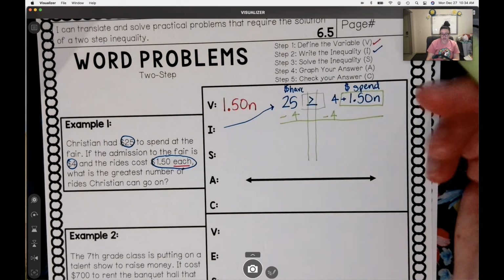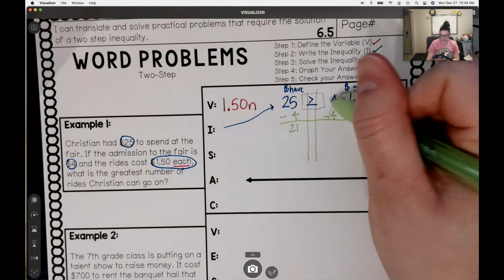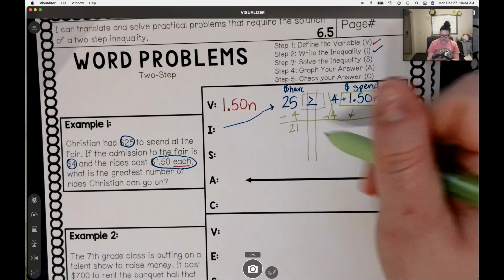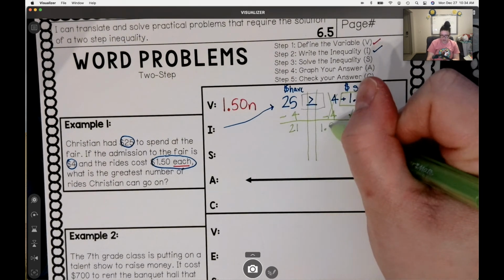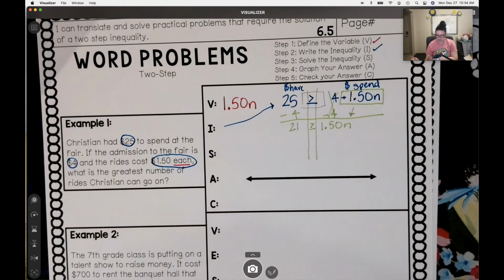25 minus 4 is 21. My 4s are opposite, so they eliminate each other. They cancel each other out. I bring down my $1.50 n and my inequality sign. Now that we're here, again, we're trying to isolate our variable. We're trying to get our variable all on its own. What do I need to do to isolate that variable to get it on its own?